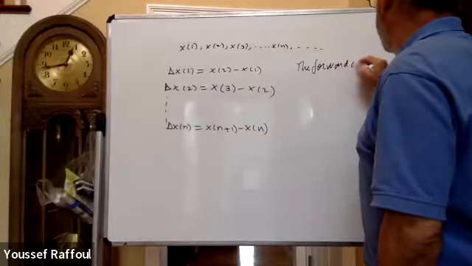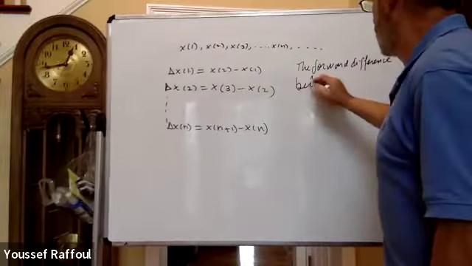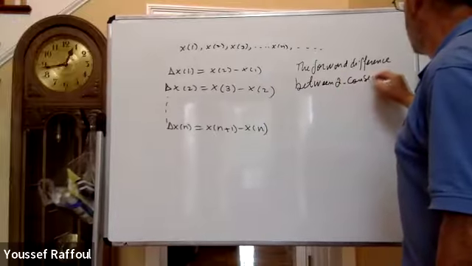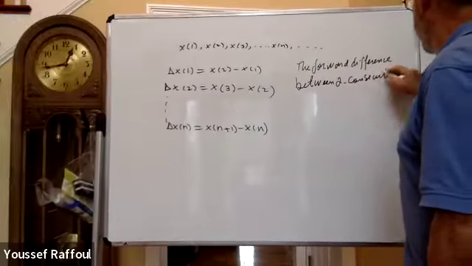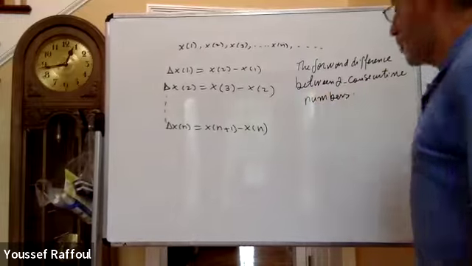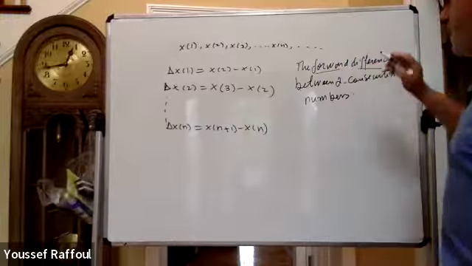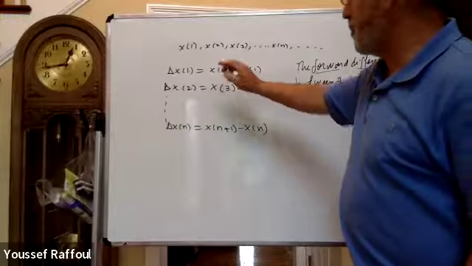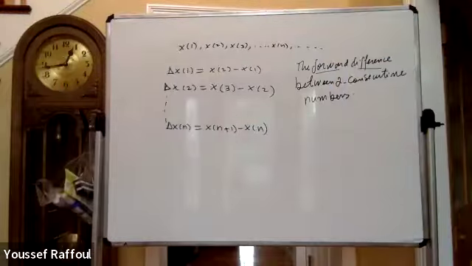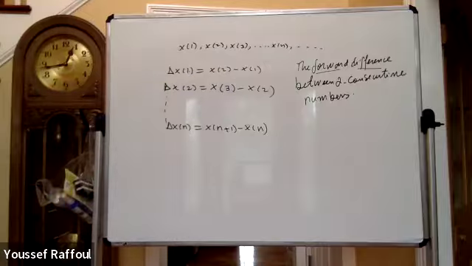The forward difference between two consecutive numbers. Okay? The forward difference means the preceding one minus the previous one. Or the current number minus the previous number. So that is the difference.